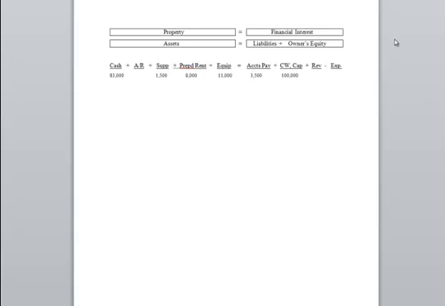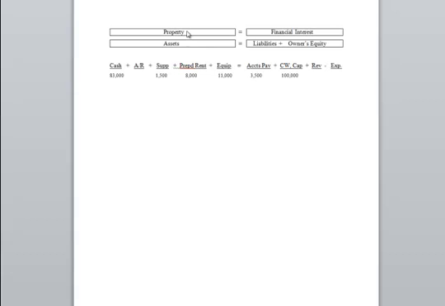Okay, welcome back. We're still in Chapter 2, and we're going to take a look at a few more transactions to see how revenues and expenses affect our business. And you'll notice on this page of the study guide, I still have the equation property equals a financial interest. But I'm expanding it a little bit more now, so that now assets equals liabilities and owner's equity. That's the fundamental accounting equation.